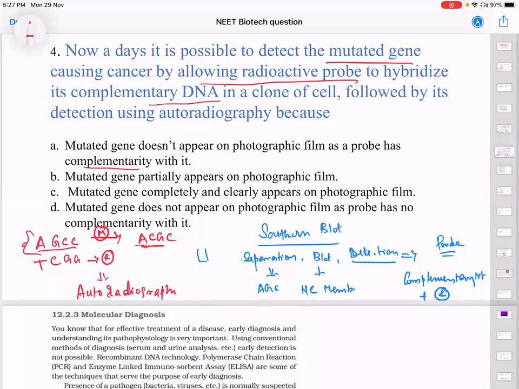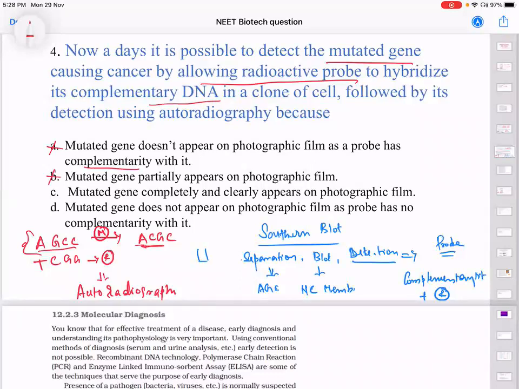If a probe has complementarity, then you could see that. So one part of the statement in option A is right, but the other part seems to be wrong. So you cannot go for this option A. Option B says the mutated gene partially appears on photographic film. Nothing like partial or full. So this is also totally wrong.